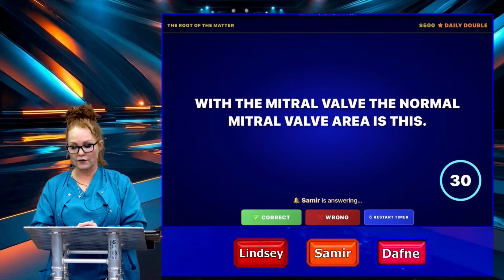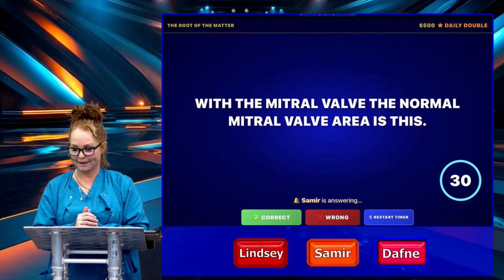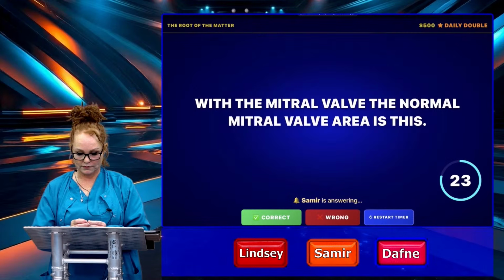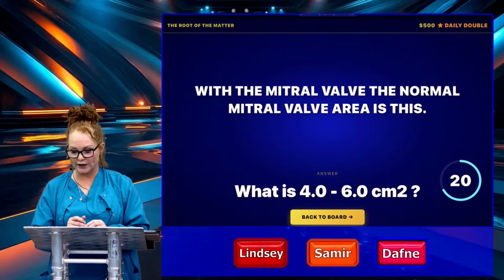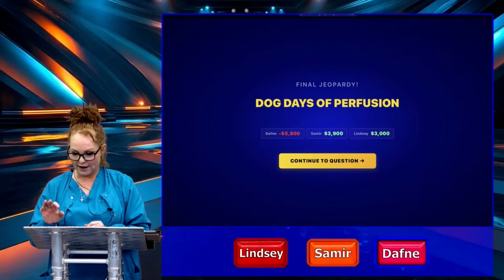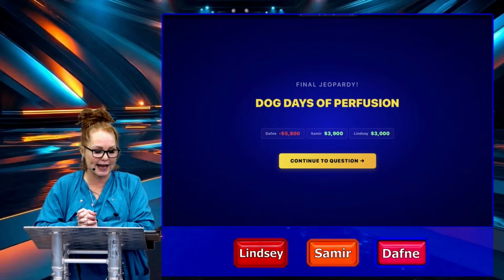With the mitral valve, the normal mitral valve area is this. What is 2 to 3 centimeters squared? That is incorrect. It was going to be 4 to 6 centimeters. Good guess. Okay, we are done with our double Jeopardy round.